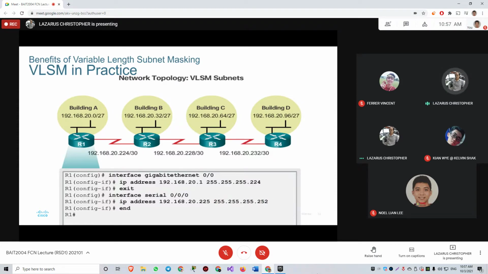Remember, when you subnet a subnet, because it's a prefix different, this now was /27 and this /30. So that means when you get the subnet mask for /30, it will be 252 at the back.